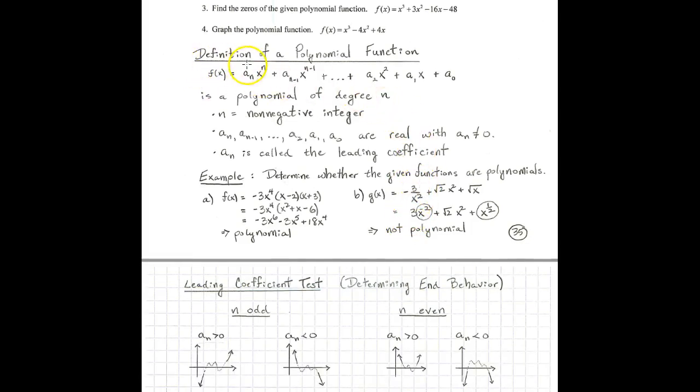So first of all, everyone should understand what a polynomial function is. Essentially, you have powers of x, and these powers are all positive integer powers. And then the a sub n, a sub n minus 1, etc., those are all real numbers, okay?